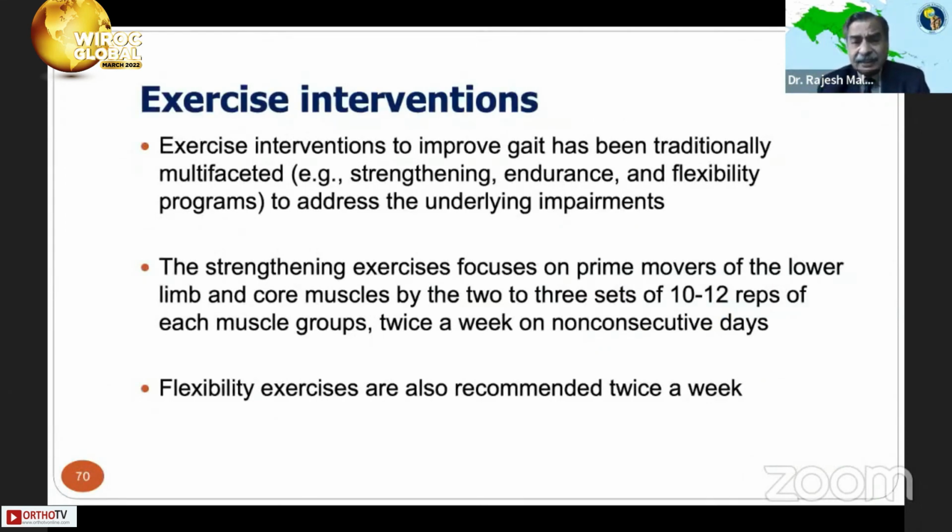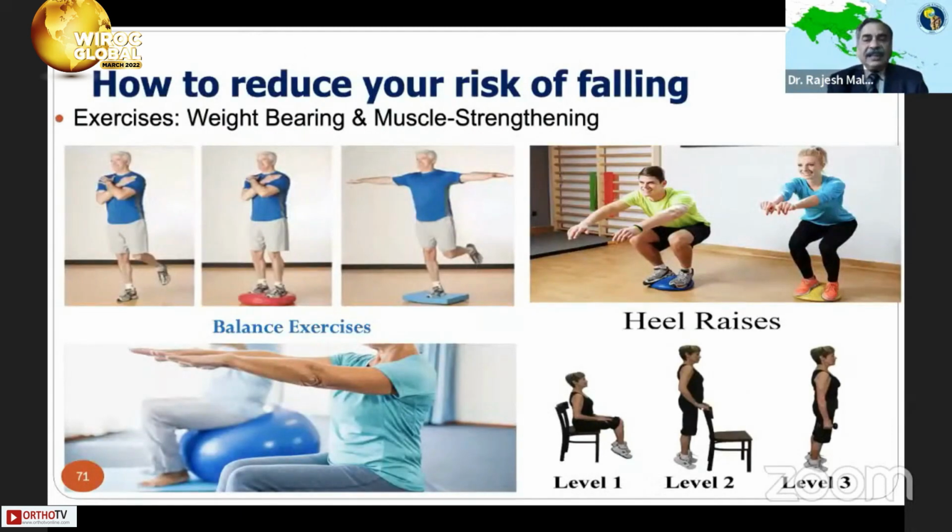The exercise interventions are mainly strengthening, endurance, and flexibility exercises. And if you can strengthen the lower limb and core muscles in 2 to 3 sets of 10 to 12 reps of each muscle group, twice a week on non-consecutive days. And similarly, the flexibility exercises can also be recommended twice a week. So these are some of the exercises to reduce your risk of falling.